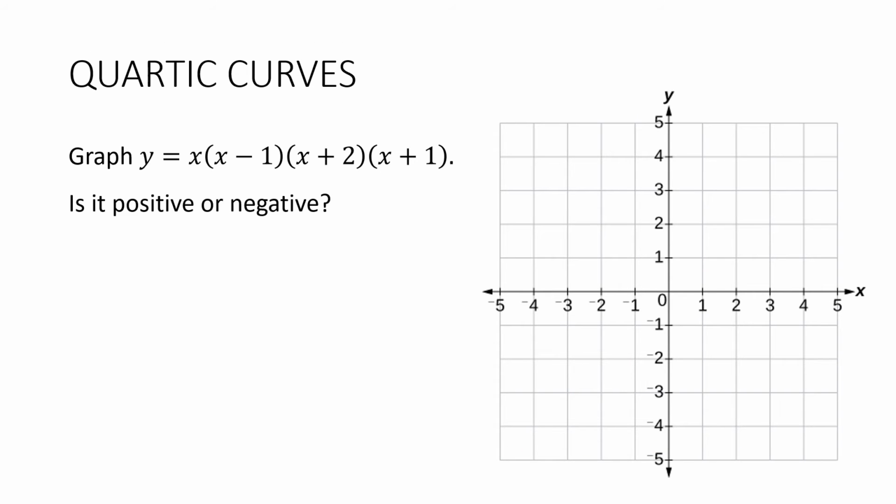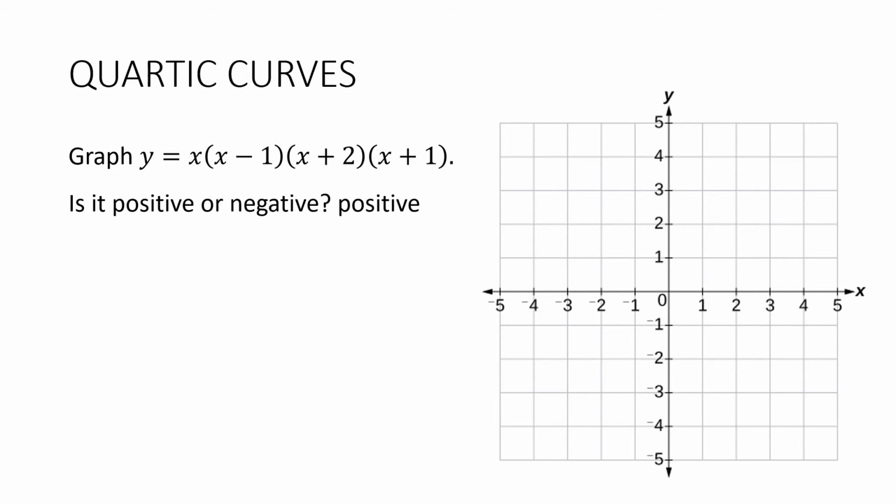So that's going to be the first place I'm going to start. Is it a positive or negative curve? We need the coefficient of x to the power of 4. So let's pretend we're expanding this out. X times x times x times x is 1x to the power of 4. It's positive. So that's good. It's going to start here and end up here.